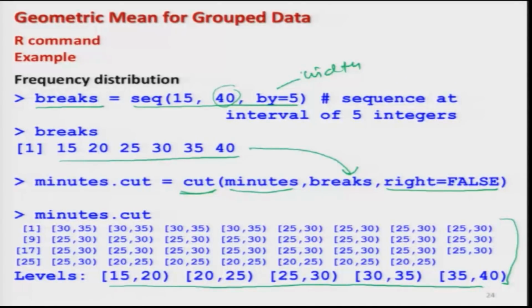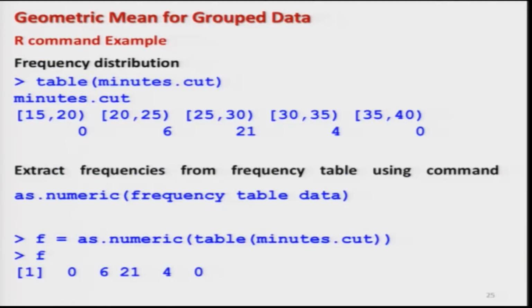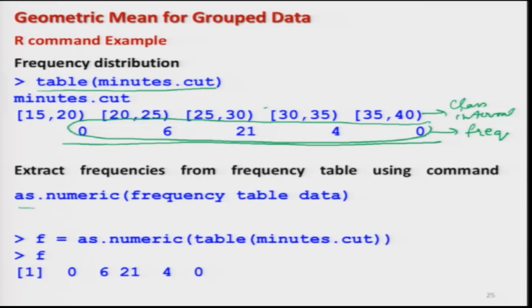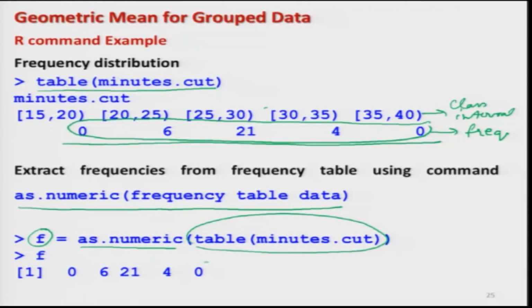Now, I have to find the frequencies of this minutes.cut data. In order to find the frequencies, I will simply operate the command table, and inside the arguments the data, that is minutes.cut, and it will give me the frequency table. The first row indicates the class intervals, and the second row denotes the frequencies. Now, how to extract this frequency vector? For that we use the command as.numeric, and I store this value in f. So, as.numeric on the data provided by table of minutes.cut, and this comes out like this.